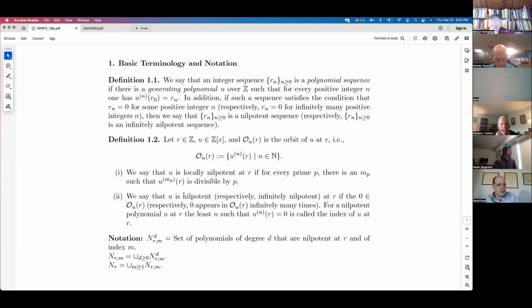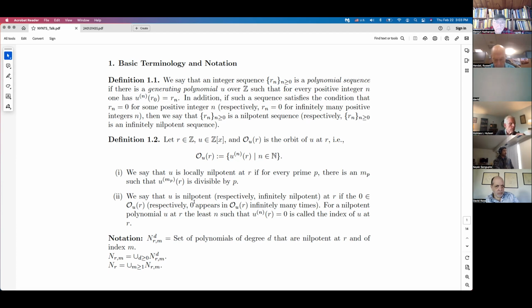We are going to call U locally nilpotent at R if for each prime P, there is some iteration MP. I'm writing M sub P because MP will almost always depend on P, in such a way that P will divide this iteration at R. So this is what locally nilpotent means at R.